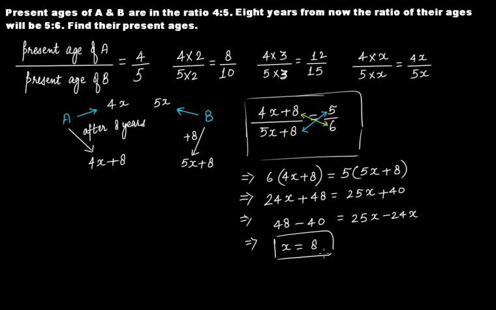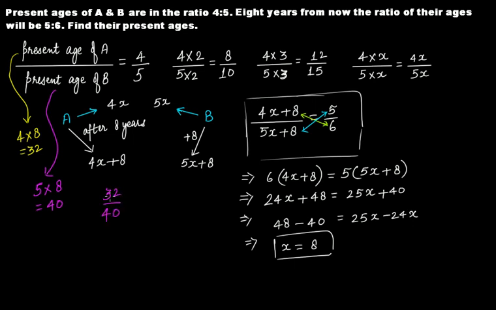Now if x is equal to 8, you have to tell their present ages. So we have assumed that the present age of A is 4x and the present age of B is 5x. So present age of A will be 4 times 8, that is 32, and the present age of B will be 5 times x, that is 5 times 8, that is 40. Right? So present age of A is 32, present age of B is 40, that is 32 ratio 40.